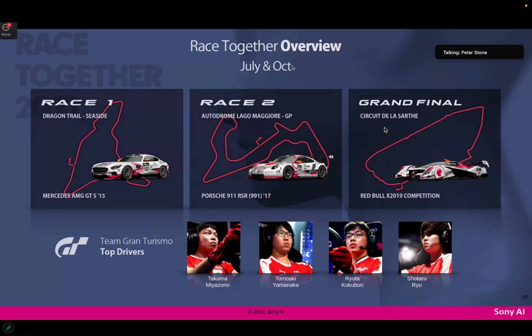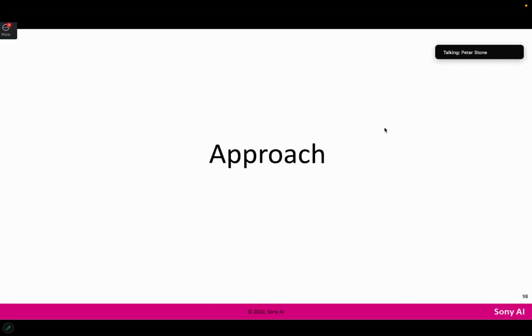And the reason this says July and October is, as you'll see, we raced against them in July of 2021 and ended up losing. Then went back to the drawing board and fixed some things. And in October of 2021, we ended up beating these people, and handily. So I'll show you that.